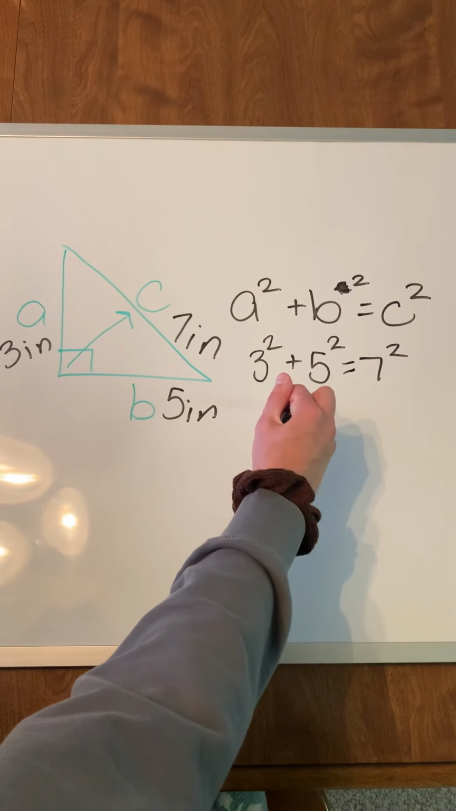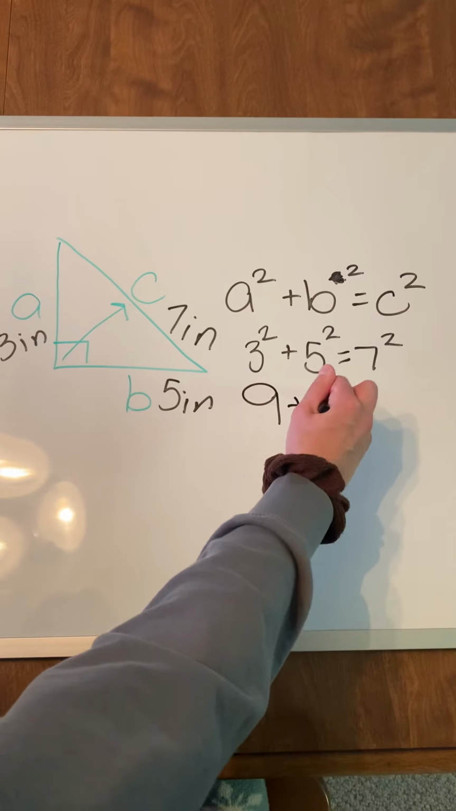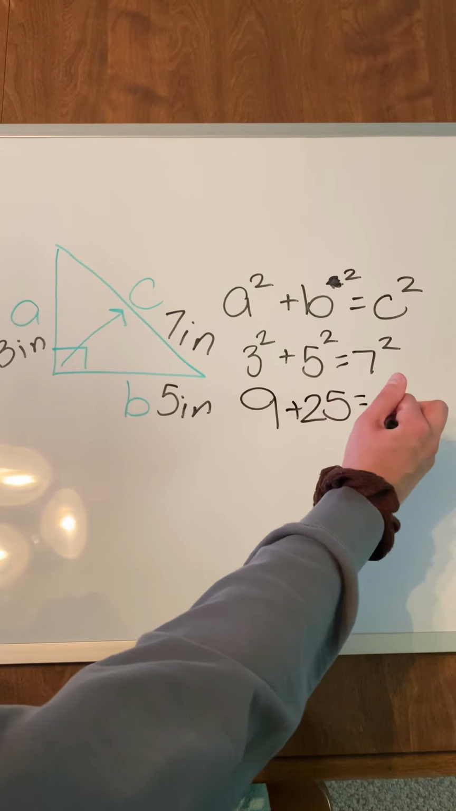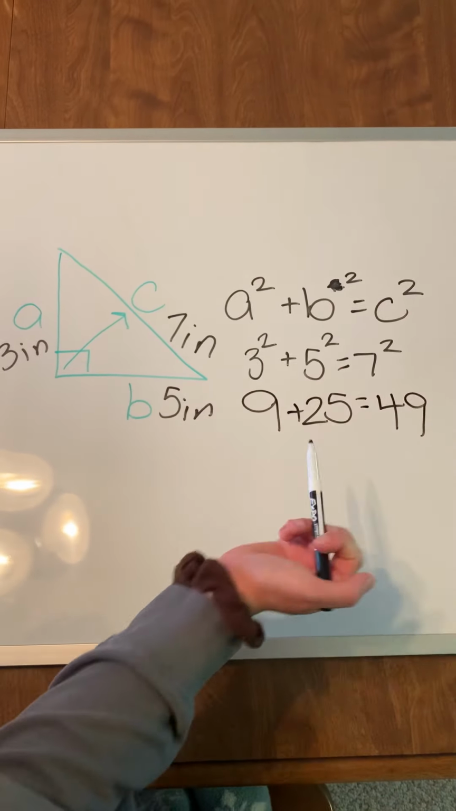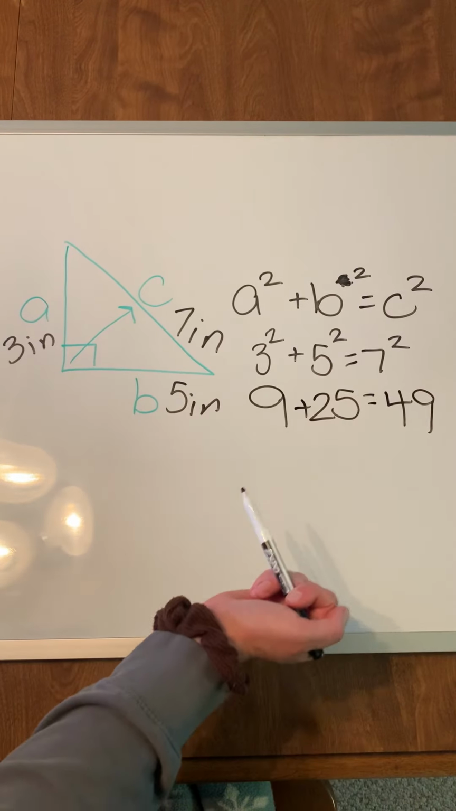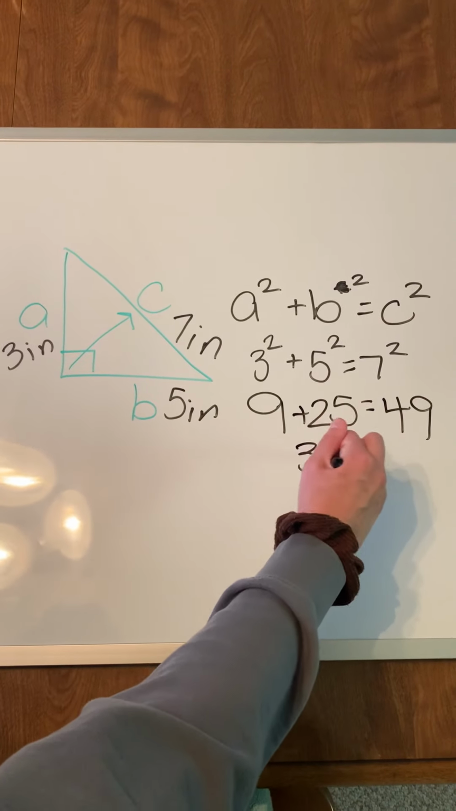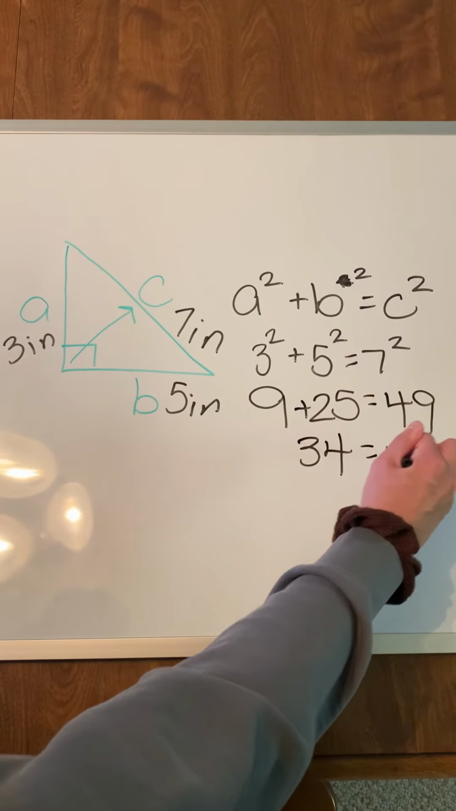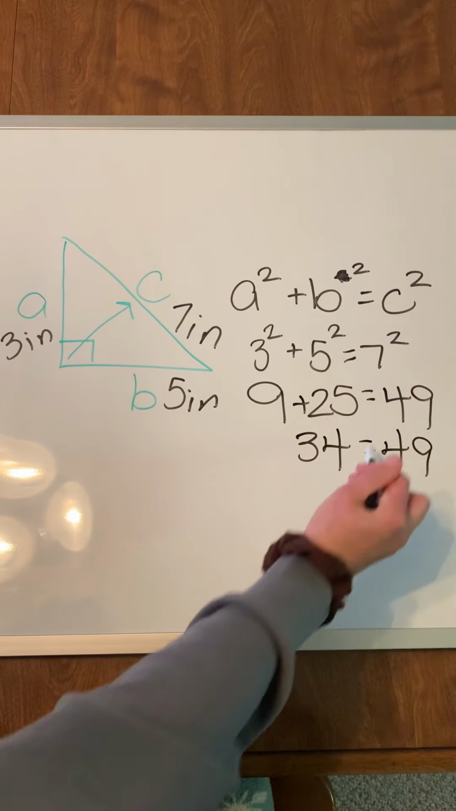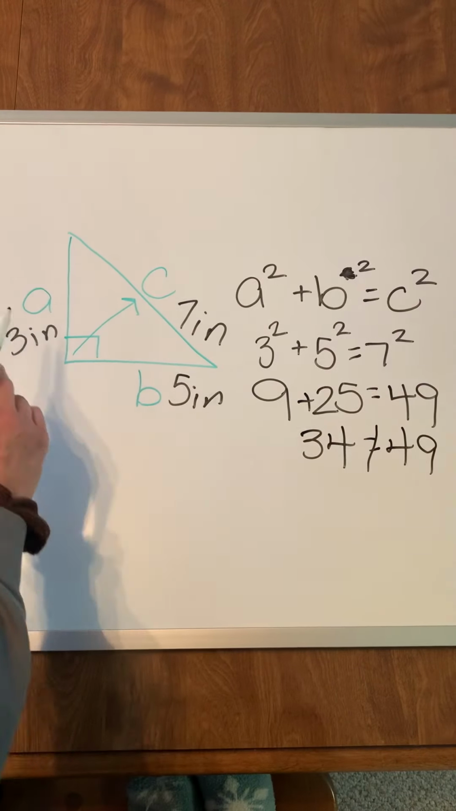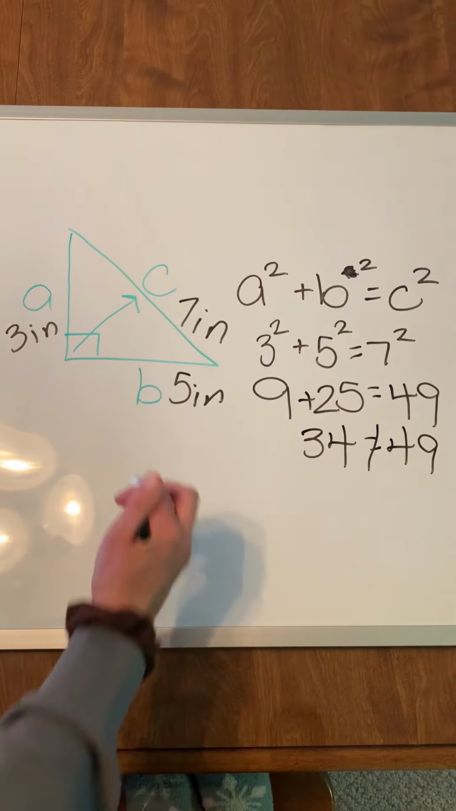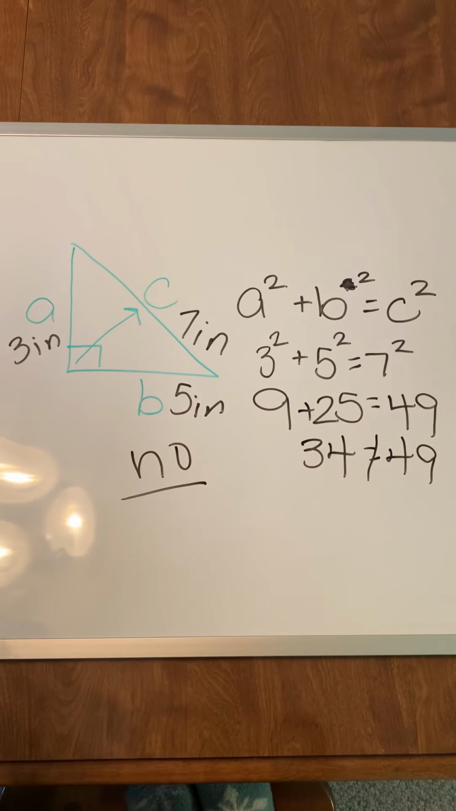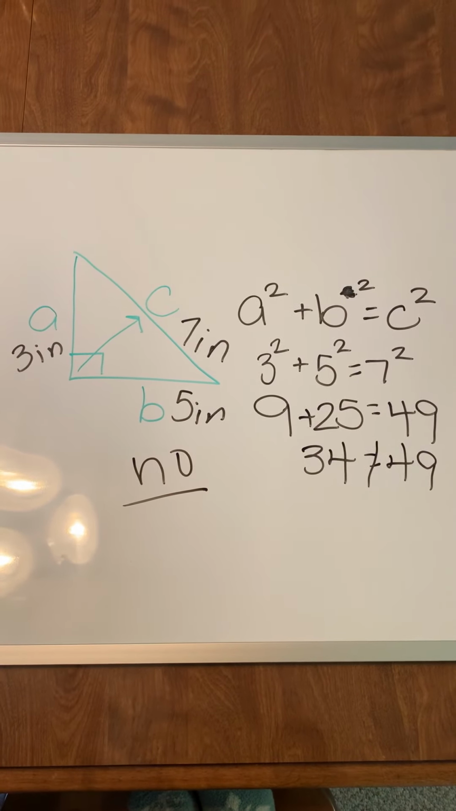So 3 squared is 9, 5 squared is 25, 7 squared is 49. 9 plus 25 is 34. Does 34 equal 49? No, it does not. So 3 inches, 5 inches, and 7 inches, no, do not form a right triangle.